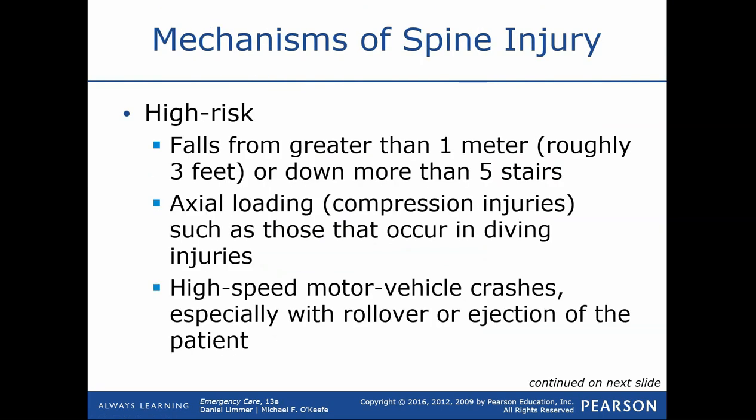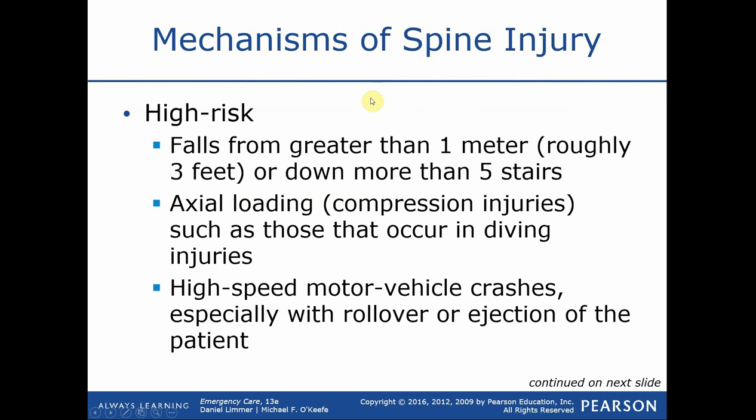We do have our level 1 transport criteria. It provides that for you in your protocol book. In addition to that, we've got these other criteria. A lot of these were covered back in the assessment chapters, but in this case, a fall for adults of 20 feet or greater is a level 1 criteria, and for children, a fall of greater than 2 to 3 times their height is a level 1 criteria.